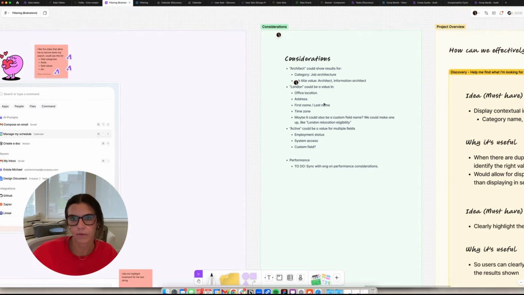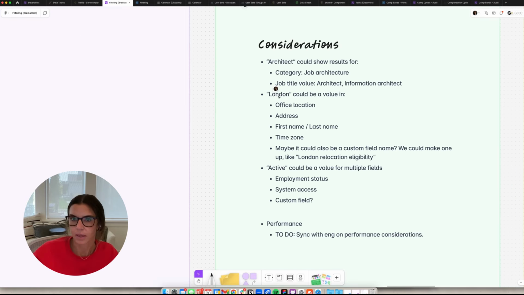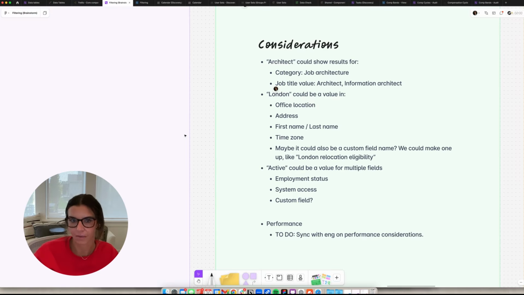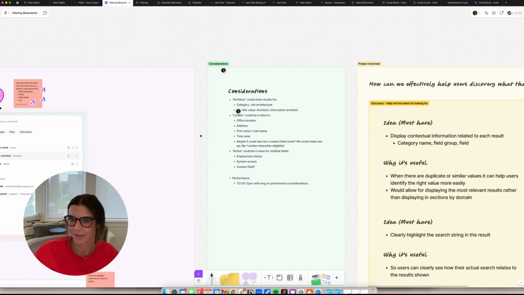So we have fields that, like this one, for example, if someone is searching the value London, that could be a first name, that could be an office, that could be a time zone. And so how are we going to visualize that to the user and make it make sense? Things we need to think about.